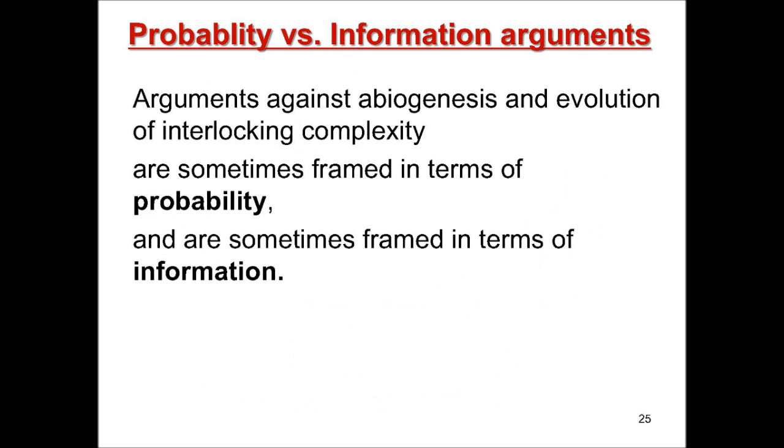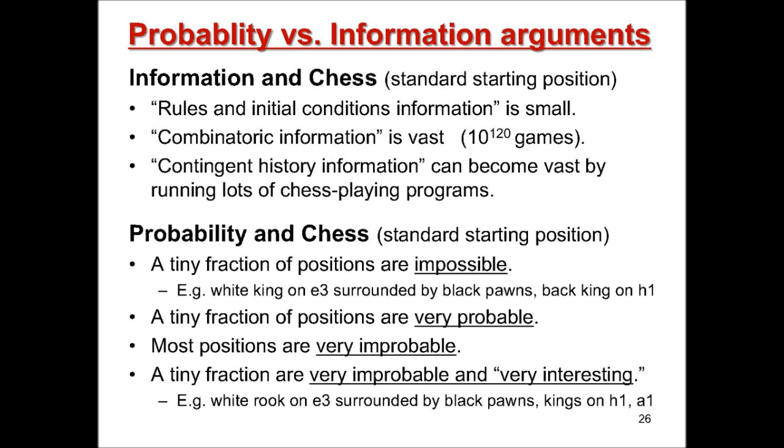All right. So, we talked a bit about, the last speaker brought up these probability arguments again, and I'm very glad because I think it's useful to think about probability arguments versus information arguments on the origin of life. Sometimes they're framed in terms of probability, sometimes framed in terms of information. So let's look at the chess example. How does information happen with the chess?